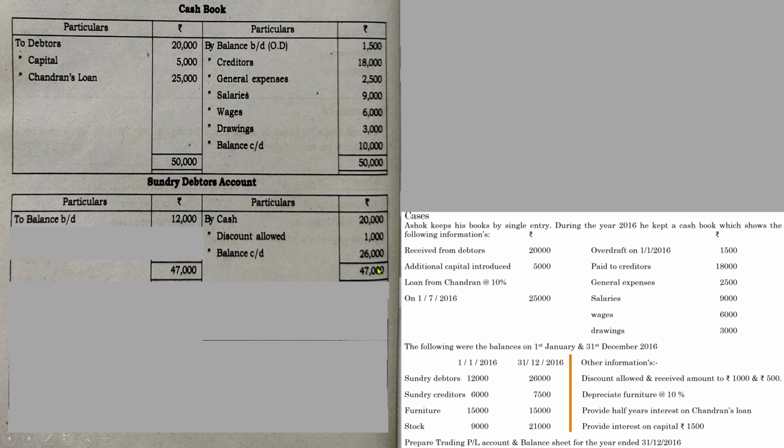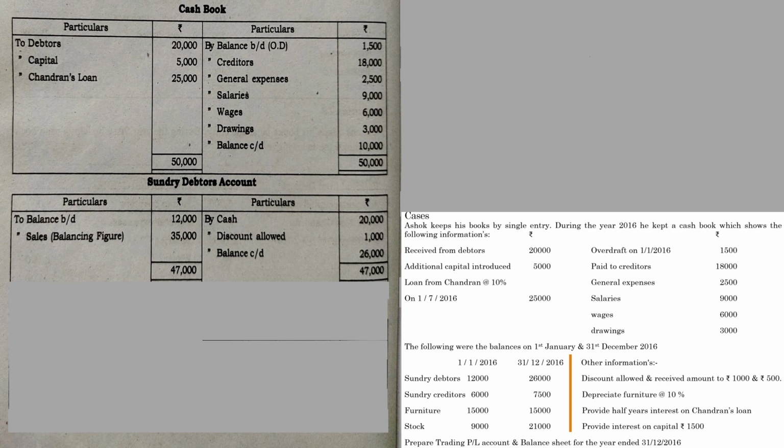Now we have found out the total. Next, you need to make sure whether there is any difference on this side also. Definitely there will be a difference, because here it is only 12,000, here 47,000. So the difference between 12,000 and 47,000 is 35,000. So this 35,000 will be the sales during the year. We have learned in one of the previous sessions that the debtors account is specifically prepared for finding out sales during the year. And what kind of sale, whether it is a cash sale or a credit sale.